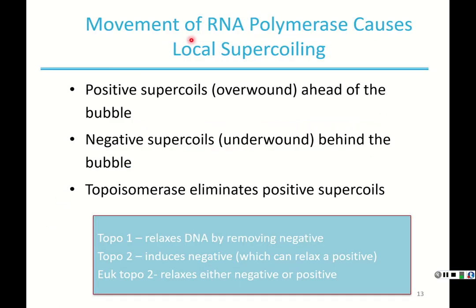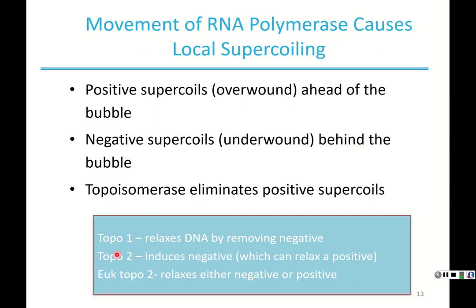Well, the movement of this RNA polymerase causes local supercoiling. You can imagine that there's a small bit of DNA being unwound, and as the polymerase motors along the DNA, you have to unwind the DNA in front of it, and by doing that, you're going to encounter local supercoiling. In particular, ahead of that polymerase, you're going to be overwound. Behind it, you're going to be underwound. And so you need topoisomerases to eliminate those supercoils.